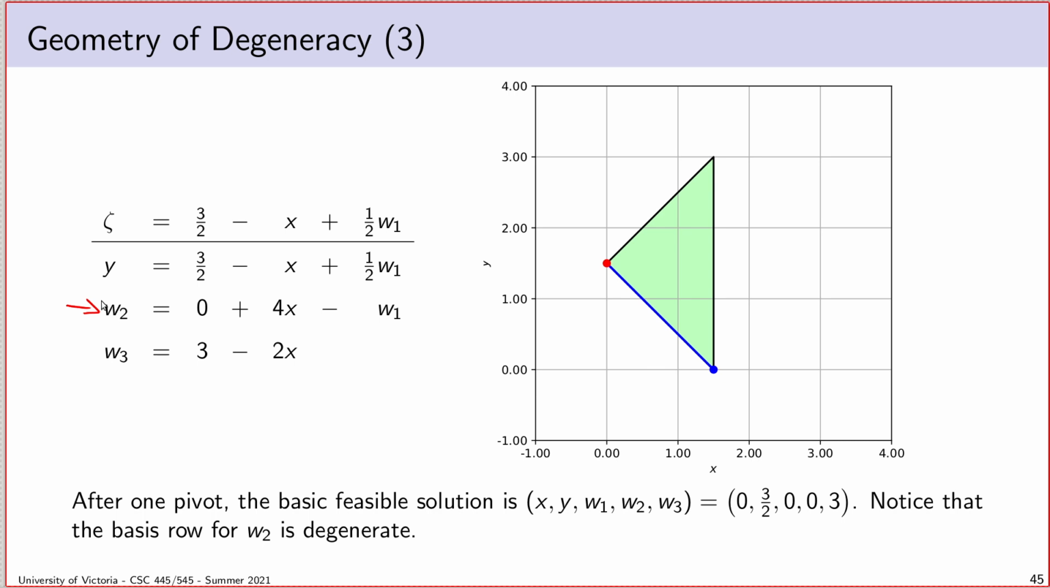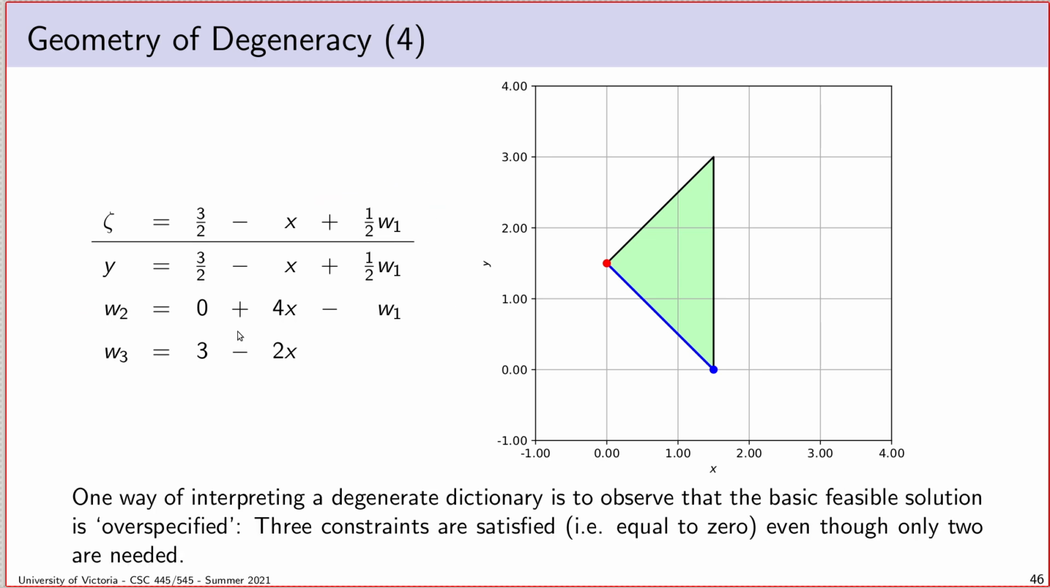Okay, so the basic feasible solution that I'm currently looking at is the one that I read off from the dictionary. So x is equal to 0, y is 3/2, w1 is 0, w2 is 0, w3 is 3. Okay, fair enough. We know that we can read those off of the dictionary. Let's do another pivot. I have only one choice for entering variable, it's w1. I have only one choice for leaving variable, and it's the degenerate basic variable. So I know that at my next step, my objective value will not increase because w1, my entering variable, is stuck at 0. But I still perform the pivot.